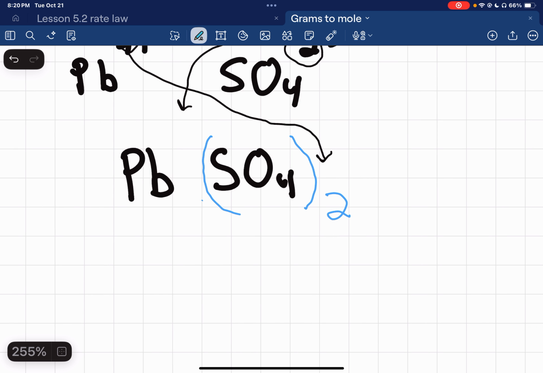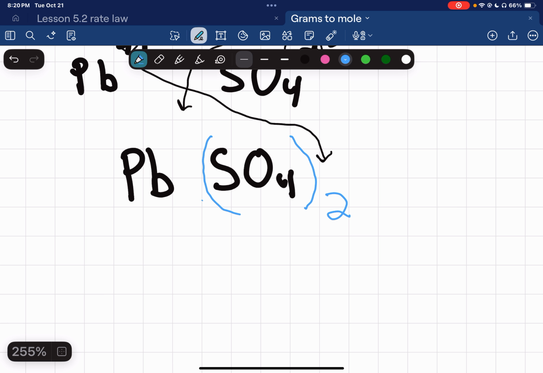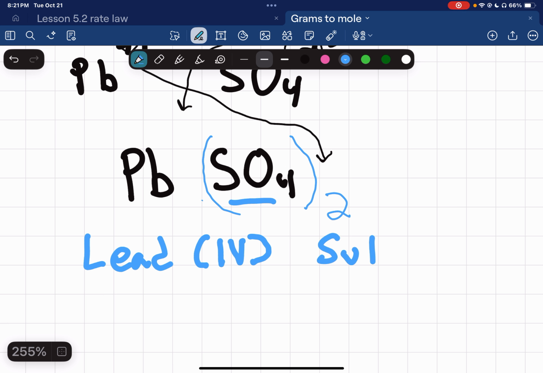So what about the name? Well, just like we did before, the name has to actually show how many valence electrons or what this transition metal actually is. So in this case, we have lead 4. We're going to write that lead 4 in Roman numerals, remembering your Rocky movies. Rocky 4, Adrian lives. So lead 4, and after that, because we have a polyatomic, the name doesn't change. We're going to keep it exactly the same. We're going to say lead 4 sulfate.